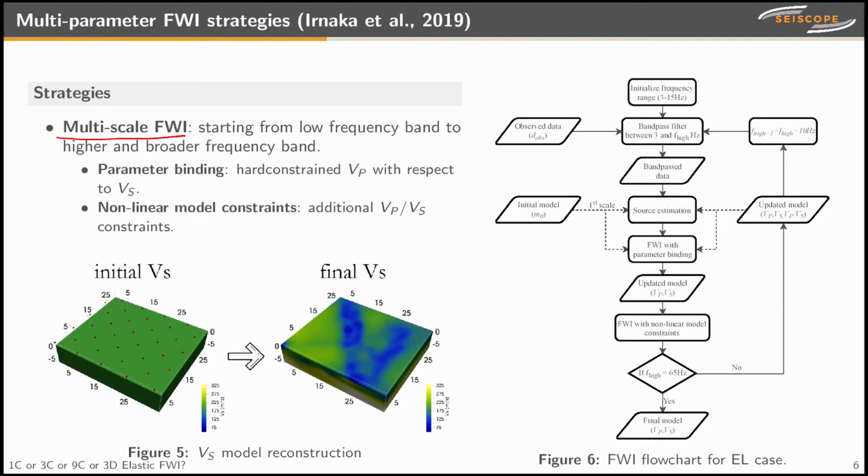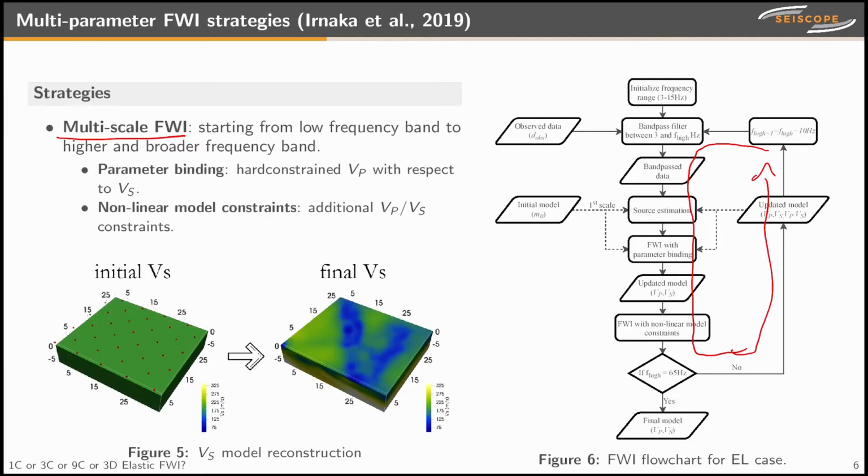The first is that we follow a multi-scale FWI. You can see on the flowchart there, the multi-scale FWI is represented by this loop. It is generally an FWI starting from a lower frequency band, in this case 3 to 15 Hz, to a higher and broader frequency band with an increment frequency of 10 Hz. And inside of each scale, we have two stages of FWI.